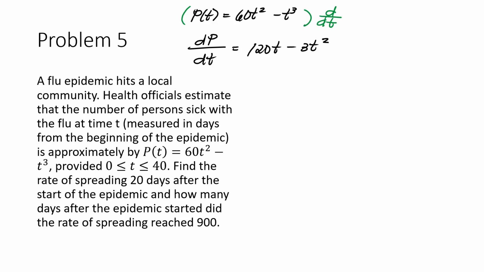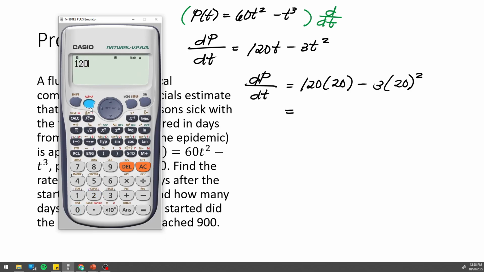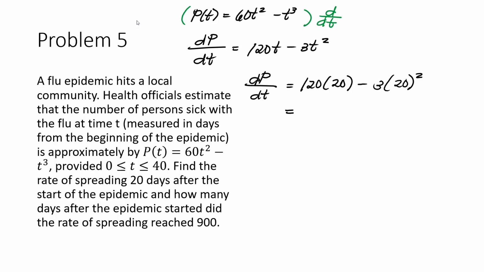Now, find the rate of spreading 20 days after. So we have dp over dt equal to 120 times 20 minus 3 times 20 squared. Let me just bring out the calculator. So we'll have 120x minus 3x squared, calc. Then we have 20 equals, so we have 1,200. Okay, so that is people per day. That's the unit of the rate.